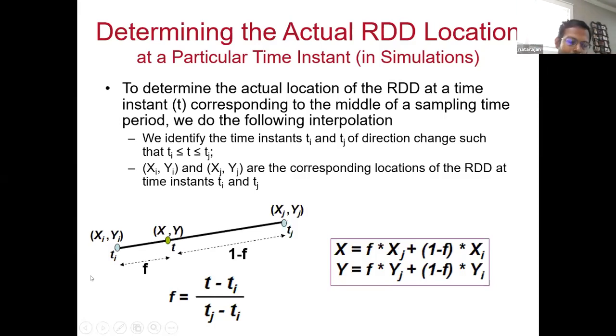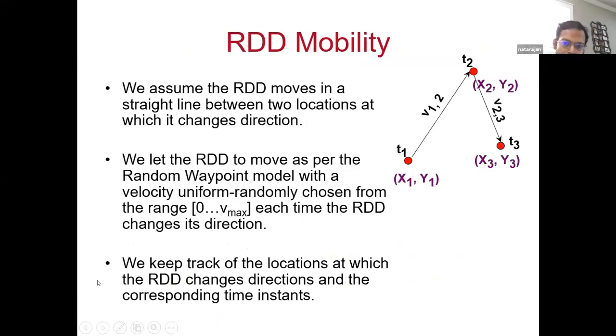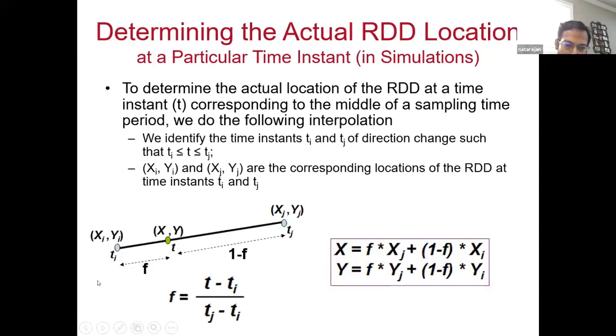So, for example, if the RDD moved from xi, yi at time ti to xj, yj at time tj, and our time unit corresponding to the end of the sampling time period is, say, t, which falls between ti and tj, what we could do is something like this. It's a linear interpolation, because we are assuming, again, that the RDD moves in a straight line from one location to another location.